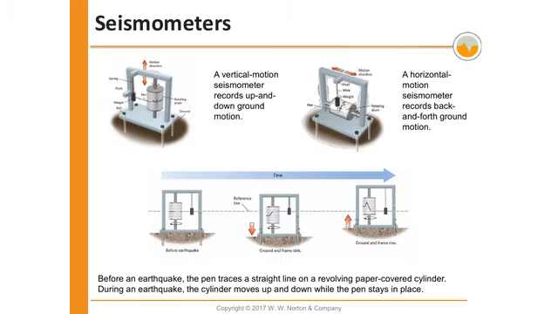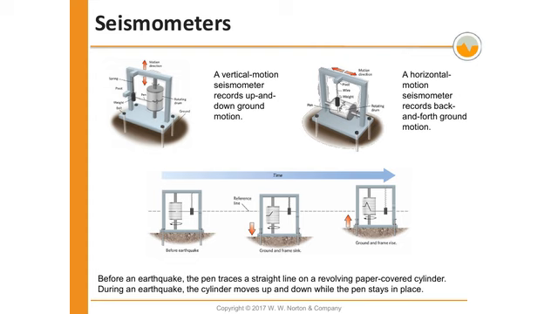The slide illustrates the functioning of seismometers, essential tools for detecting and measuring ground motion caused by earthquakes. On the left, we see a vertical motion seismometer capturing up and down ground movements. Next to it, a horizontal motion seismometer records back and forth motion. Below, there's a diagram showing how these devices function over time.